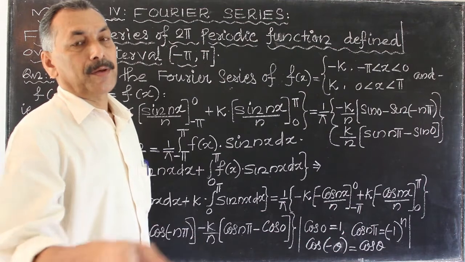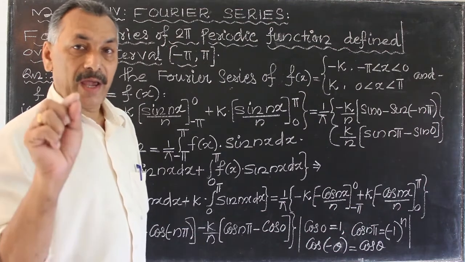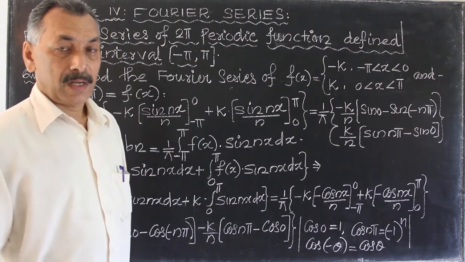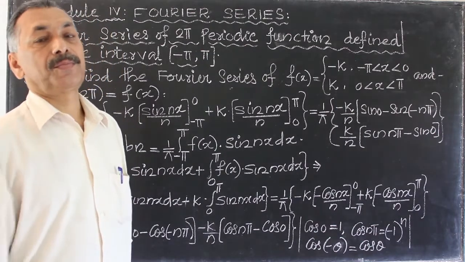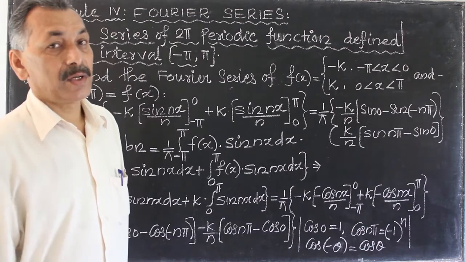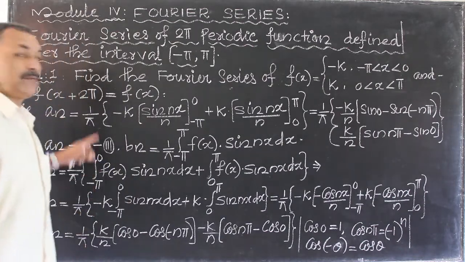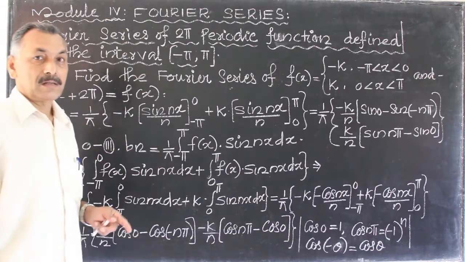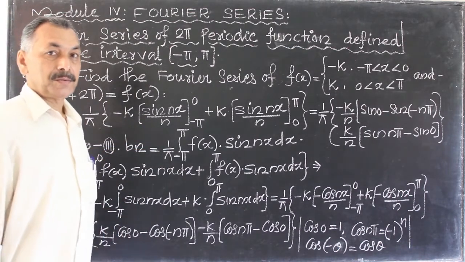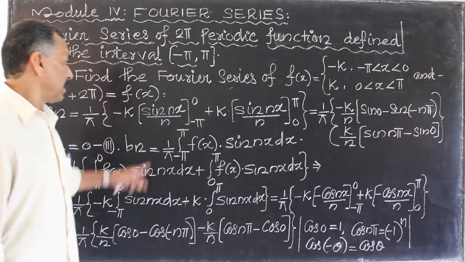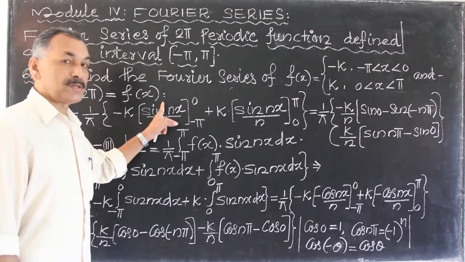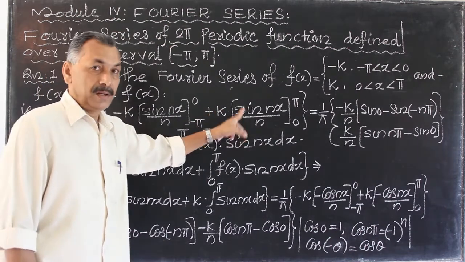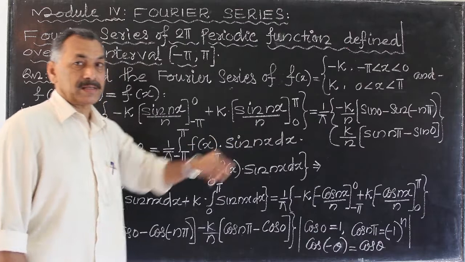The continuation of the problem. We have already seen the value a0 is equal to 0. What is a0? a0 is equal to 1 by pi integral minus pi to pi f of x dx, which is equal to 0. And again an is equal to 1 by pi integral of f of x, with value k into integral minus pi to 0 cos nx dx plus k into integral 0 to pi cos nx dx.